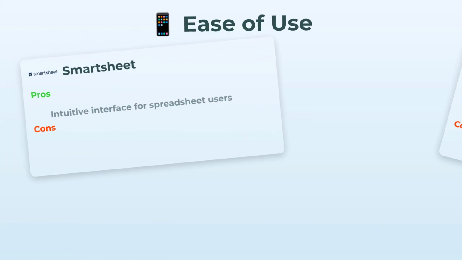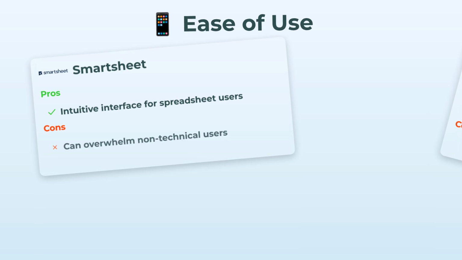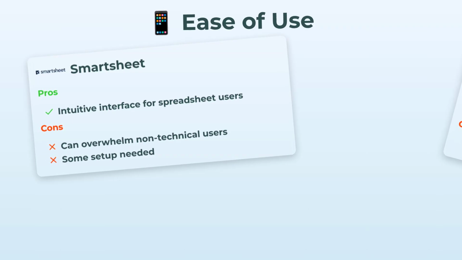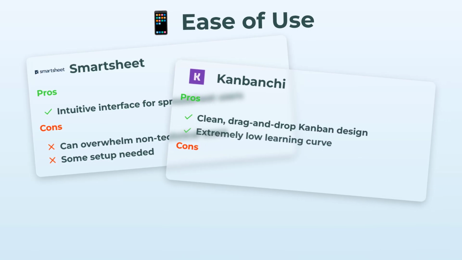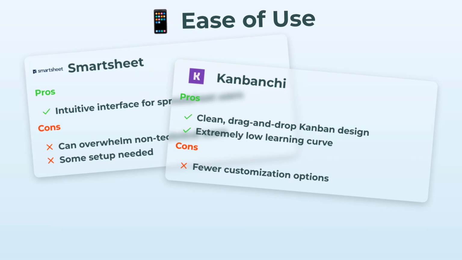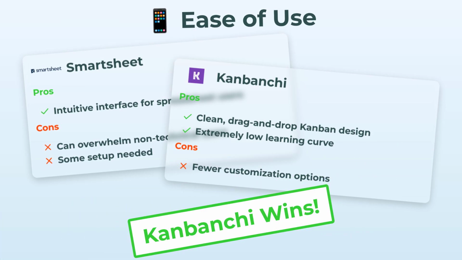Right, but what about ease of use? This is kind of hilarious. Smartsheet is great if you're a spreadsheet wizard, but for everyone else, it might feel overwhelming. There's setup, there's features to figure out. Kanbanchi though, it's literally drag and drop, crazy easy to learn, and you're up and running in minutes. The trade-off is you lose some customization options. But if you want something smooth and simple, Kanbanchi totally nails it here.